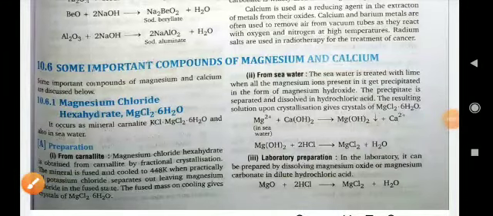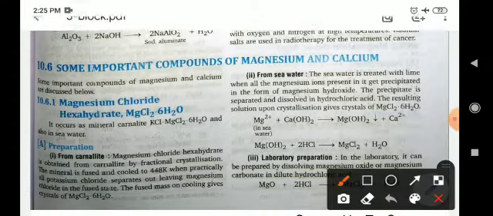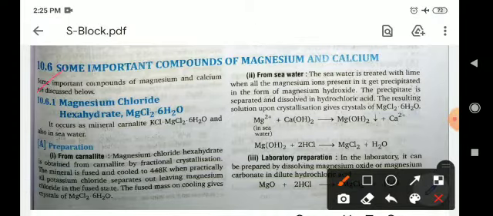Students, good afternoon. Welcome to the fourth part of the chapter S block elements. In this part, we will discuss some important compounds of magnesium and calcium.